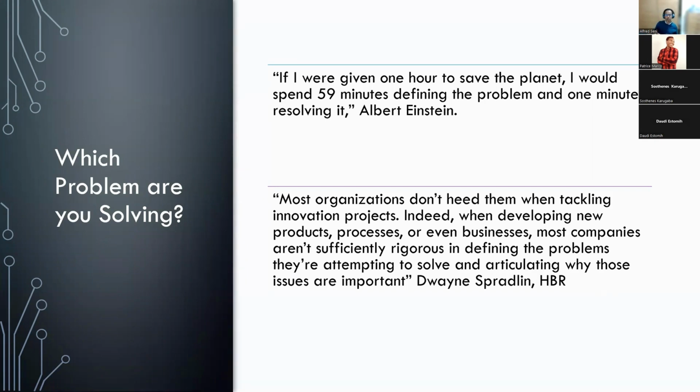That is, we should spend a lot of time first understanding the problem. Okay? What is the problem? Then little time on implementing the solution. Because if you make a mistake in defining, in knowing what the problem really is, it means all your effort will be wasted. All your time will be wasted, all your resources will be for nothing. They will just be wasted. So most organizations don't heed this when tackling innovation projects. Indeed, when developing new products, processes, or even businesses, most companies aren't rigorous in defining the problem they're attempting to solve and articulating why those issues are important.